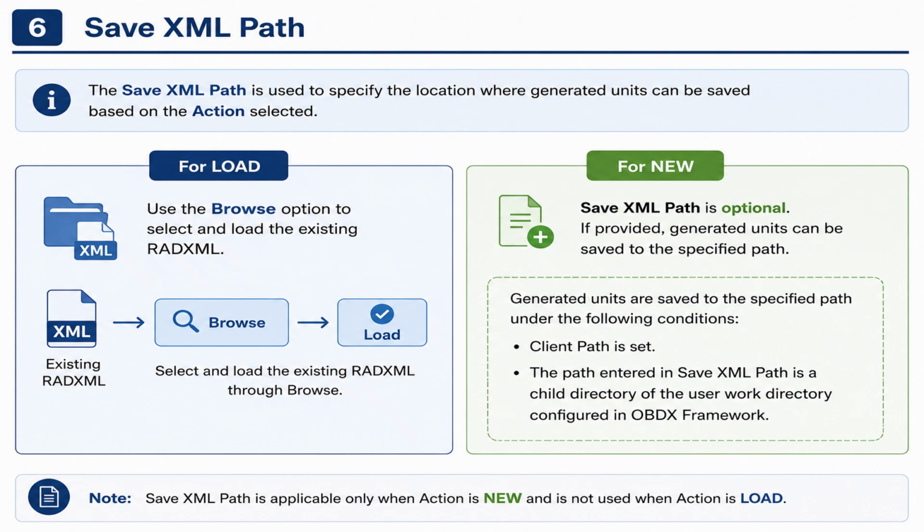Save XML path. The behavior of the Save XML path depends on the selected action. When the action is load, the browse option is used to select and load the existing RADSML. When the action is new, Save XML path is optional. If a path is provided, generated units can be saved to that location under the applicable client path and user work directory conditions described in the guide. So, this field behaves differently depending on whether the developer is creating a new function or loading an existing one.